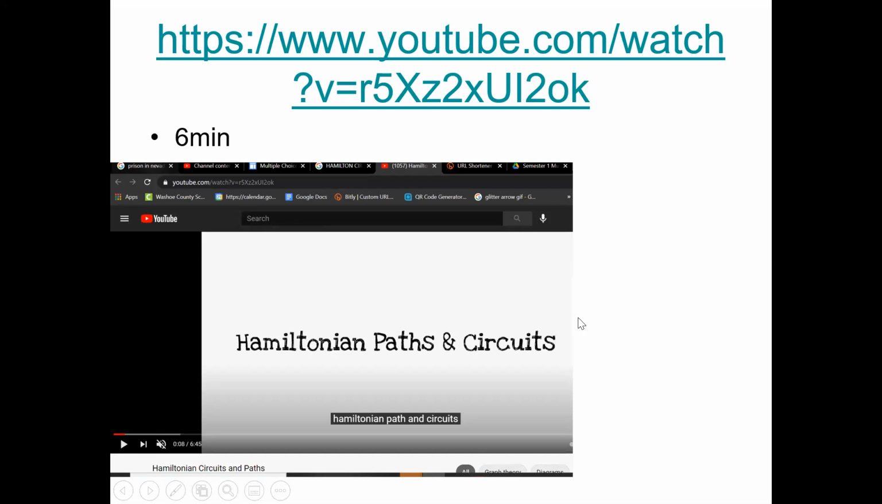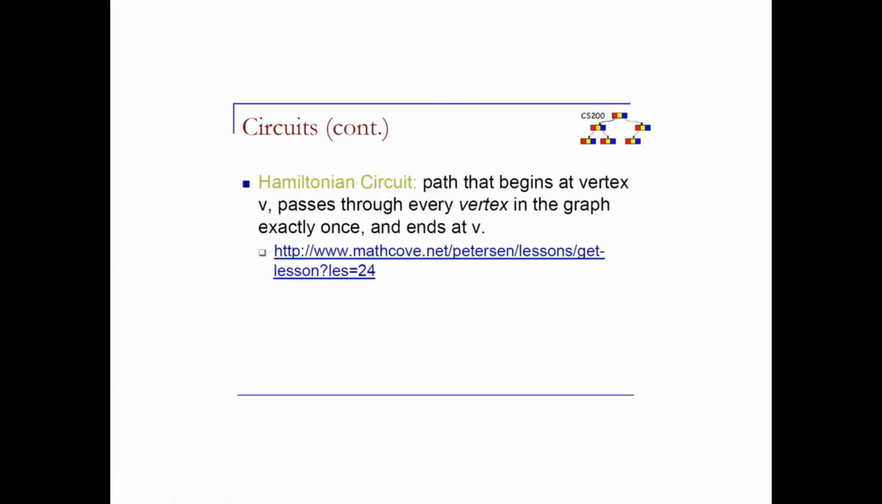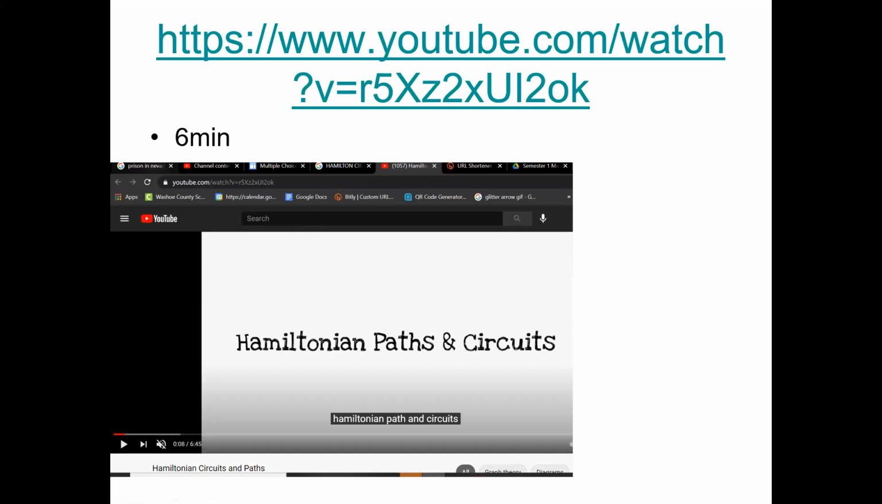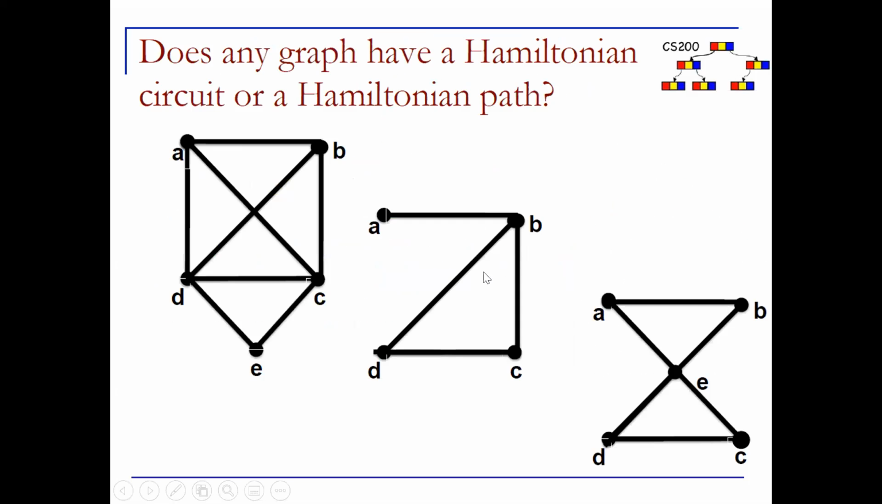And then for your exit ticket, I want you guys to take a look at the 3 diagrams. Does any of the graph have a Hamiltonian circuit or a Hamiltonian path? And that is your exit ticket.